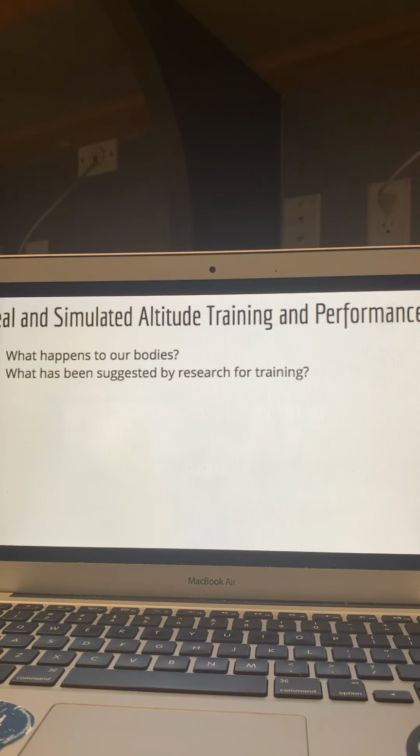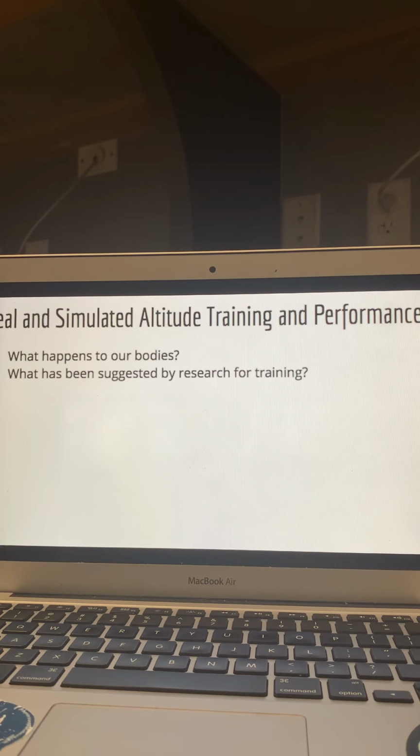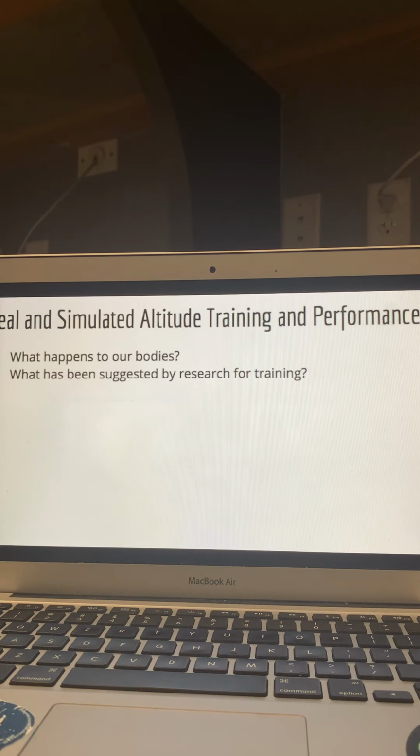Alright, so I'd like to introduce this article based on real and simulated altitude training and performance. So here we've got what happens to our bodies specifically. Due to altitude, the drop in oxygen stimulates the synthesis and release of EPO, which is the hormone produced by the kidney, which stimulates more red blood cell and hemoglobin production.